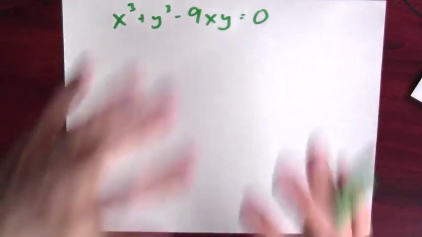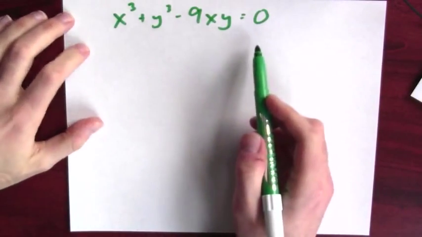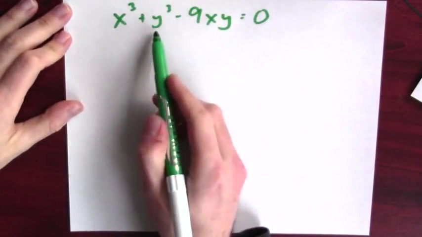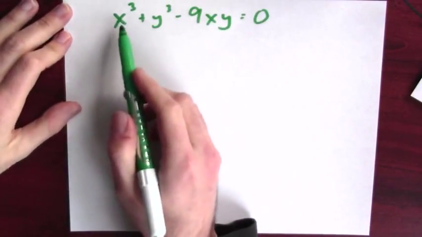So what's the point of all this? Well, once upon a time, Descartes challenged Fermat to find the tangent line to this folium. And Descartes couldn't do it, but Fermat could. And now, so can you. And you can do it with implicit differentiation. So let's use implicit differentiation on this, thinking of y secretly as a function of x.